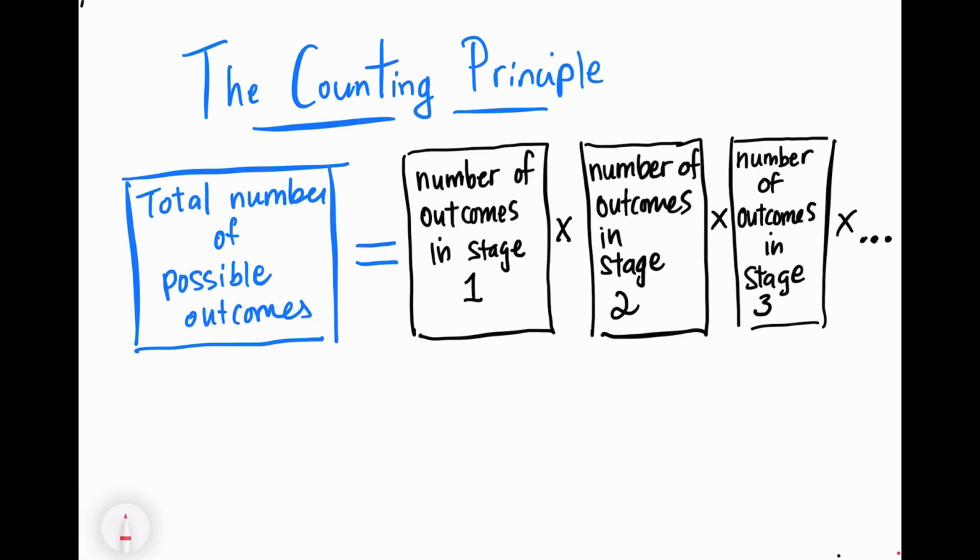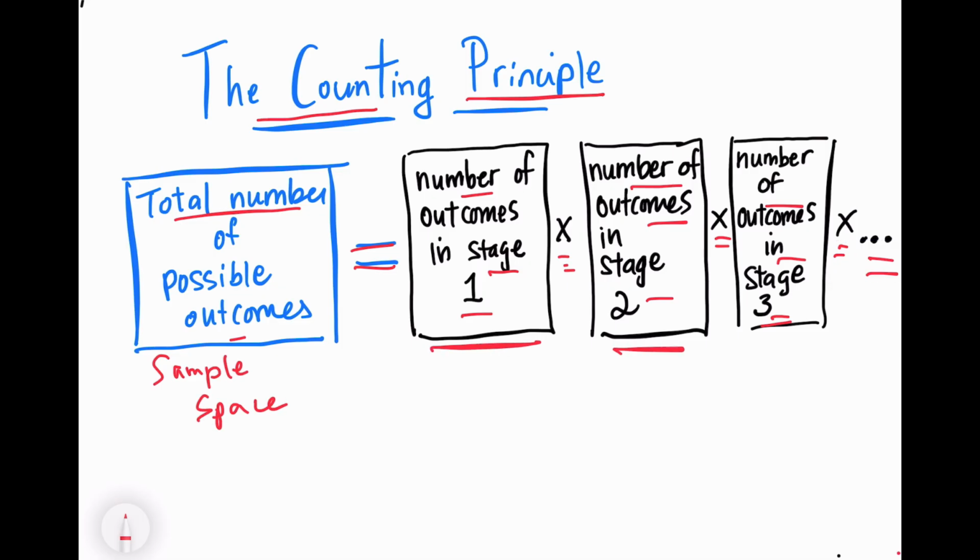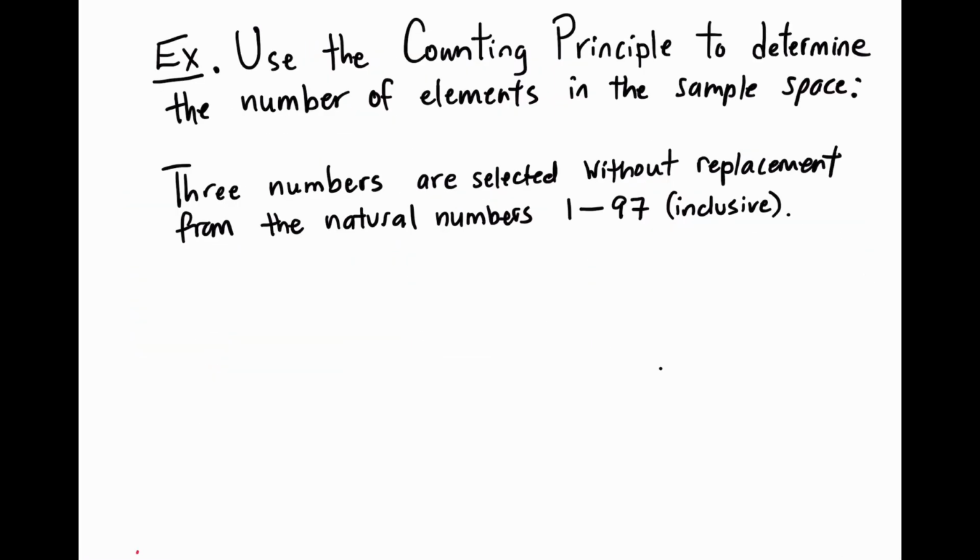And so we want to generalize this result, and it's called the counting principle. And basically it tells us that the total number of possible outcomes in our sample space is given by the number of outcomes in stage 1 times the number of outcomes in stage 2 times the number of outcomes in stage 3, etc. However many stages you have. One way we can determine the size of the sample space is to just look at the number of outcomes in each stage of our experiment and then just multiply them. So we're going to do some examples now.